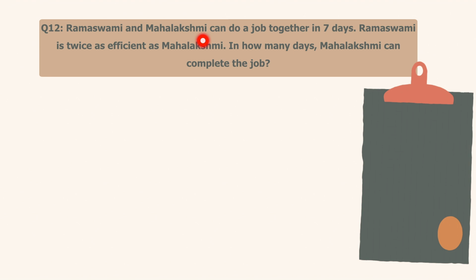Ramaswamy is twice as efficient as Mahalakshmi. How can we write that? Again, everything that is being given in the question, we will convert that into work done per day. We have discussed this. If Ramaswamy is twice as efficient as Mahalakshmi, work done by Ramaswamy, that is 1 by R in a day, will be 2 times that of work done by Mahalakshmi, isn't it? Meaning he will do twice more work than Mahalakshmi in a day. Is that correct? That is what I have written.